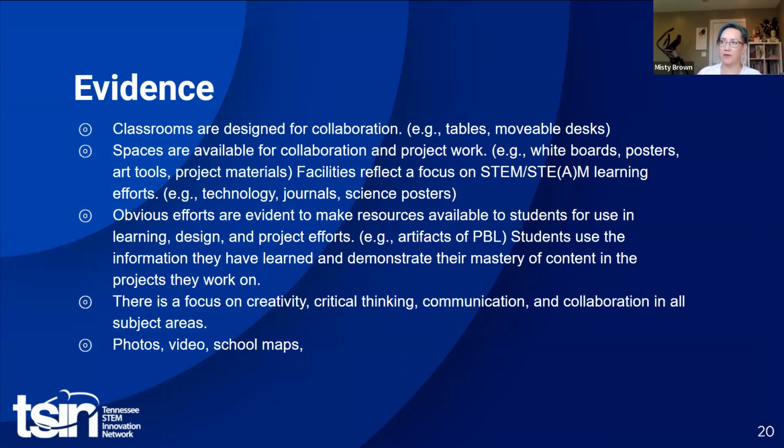So you can look at where the classrooms are designed: movable tables, movable desks, spaces for project work, big whiteboards, lots of chart paper that kids can draw things out on, facilities that have either the technology or at least journals or posters that talk about the processes. When you come to actually documenting all of this creative critical thinking, you can do photos, you can do video, you can have school maps, you can do a tour.